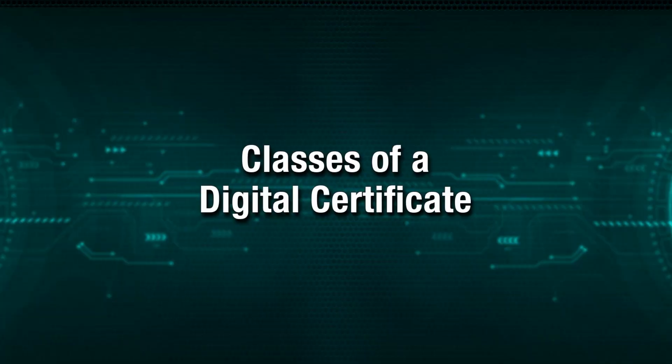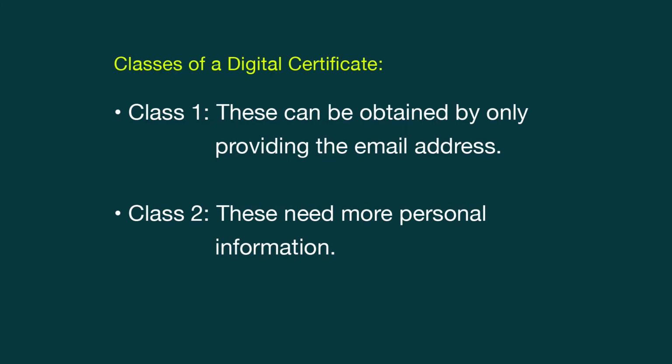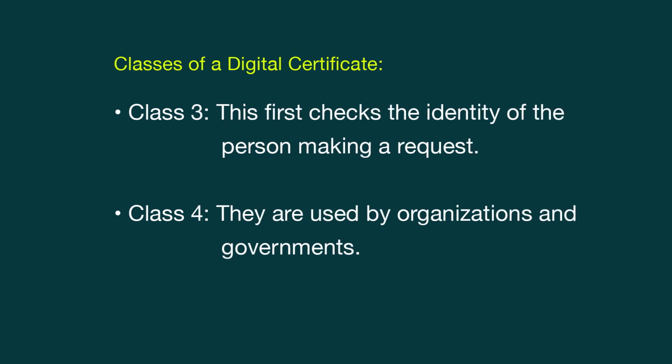Classes of a digital certificate. A digital certificate can be divided into four broad categories. Class 1: these can be obtained by only providing the email address. Class 2: these need more personal information. Class 3: this first checks the identity of the person making a request. Class 4: these are used by organizations and governments.